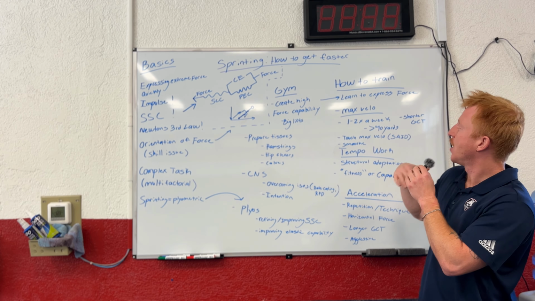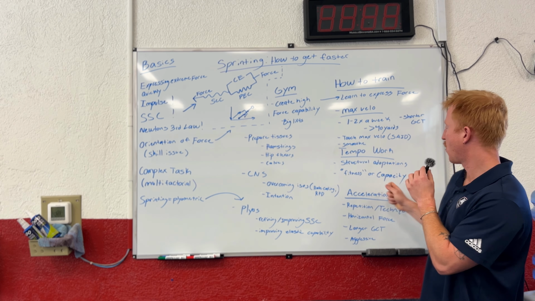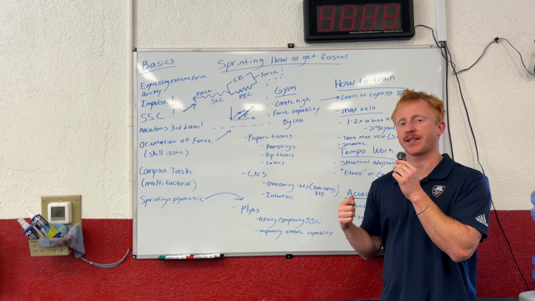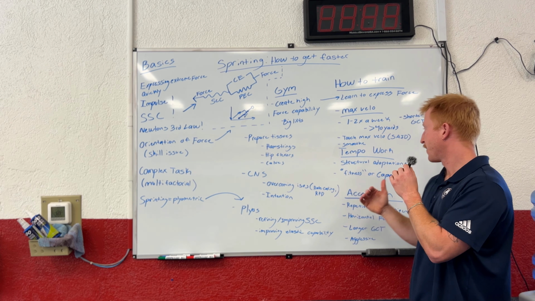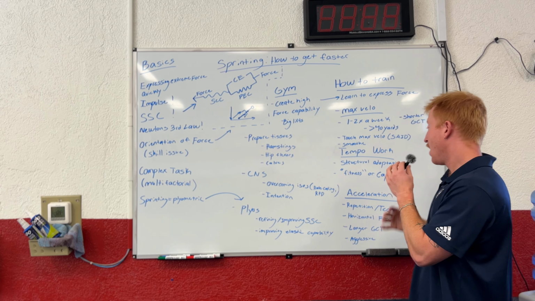But with tempo work, we're going at about 80, 90, even 95% of a sprint. But we're going for structural adaptations and fitness or capacity. So we're building that capacity. We're building structural adaptations to allow us to do more max velo work later on. And this is also just a fantastic thing to do because you can't touch max velo that often without frying your central nervous system in a week. So tempo work can help us assist in that max velocity work.